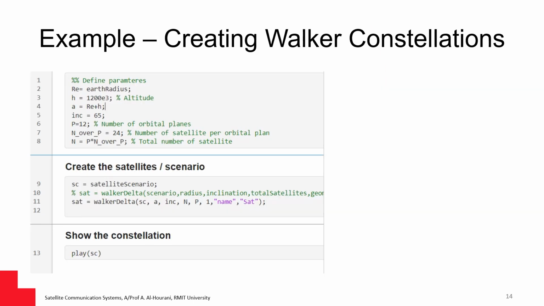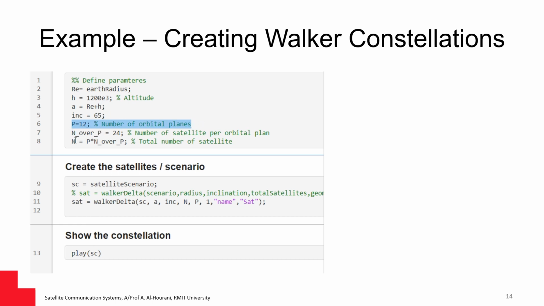We need first to create the parameters required to generate the Walker delta constellation. The first parameter is the radius of the orbit, and in this example I'm selecting a 1200 kilometer altitude. If I add 1200 kilometers to the Earth radius, that will give me the semi-major axis, or it will give me the radius. They are the same thing because I'm having an eccentricity of 0, meaning it's a circular orbit. I have selected an inclination of the orbits of 65 degrees, and then 12 orbital planes. This is the third parameter that I need to define.